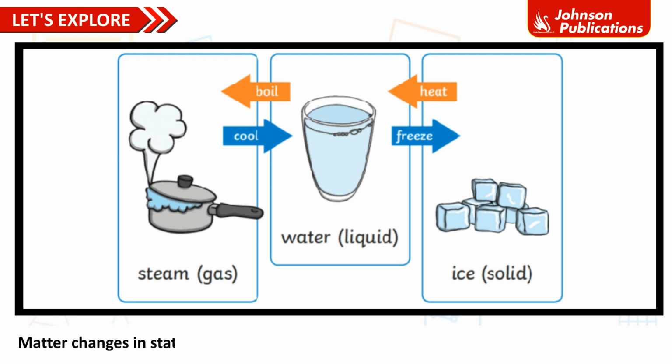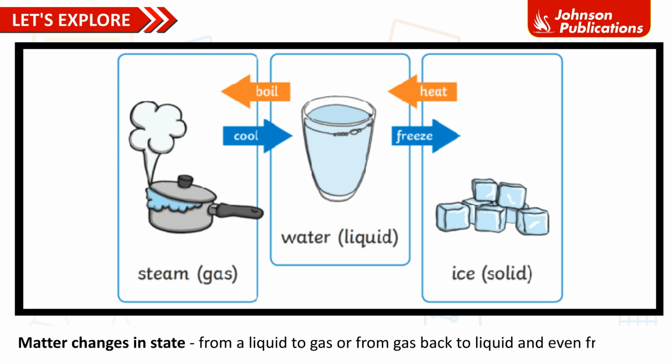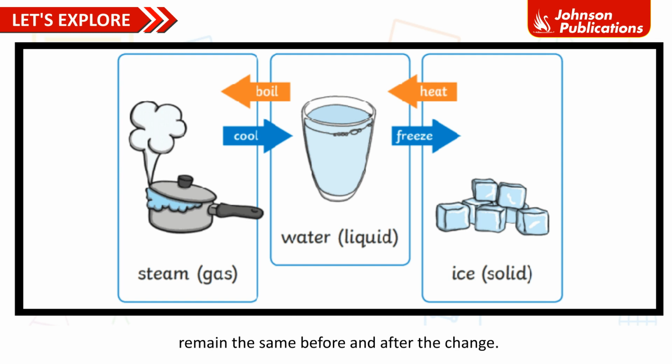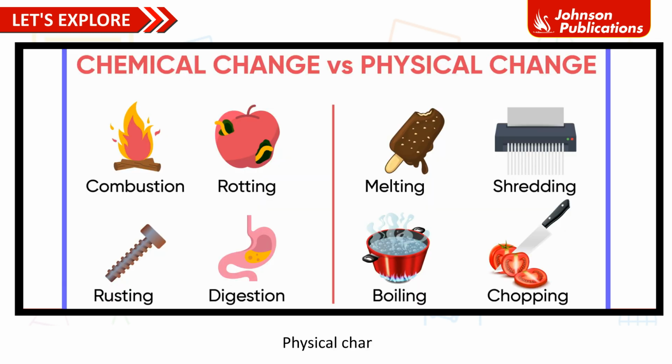Matter changes in state, from a liquid to gas, or from gas back to liquid, or even from solid into liquid and a liquid back into a solid. When you heat or cool a substance, it only changes the state, but the properties of the substance remain the same before and after the change. However, when you heat or cool some substances, they change altogether to form a new substance. Hence, there can be 2 types of change: physical change and chemical change.